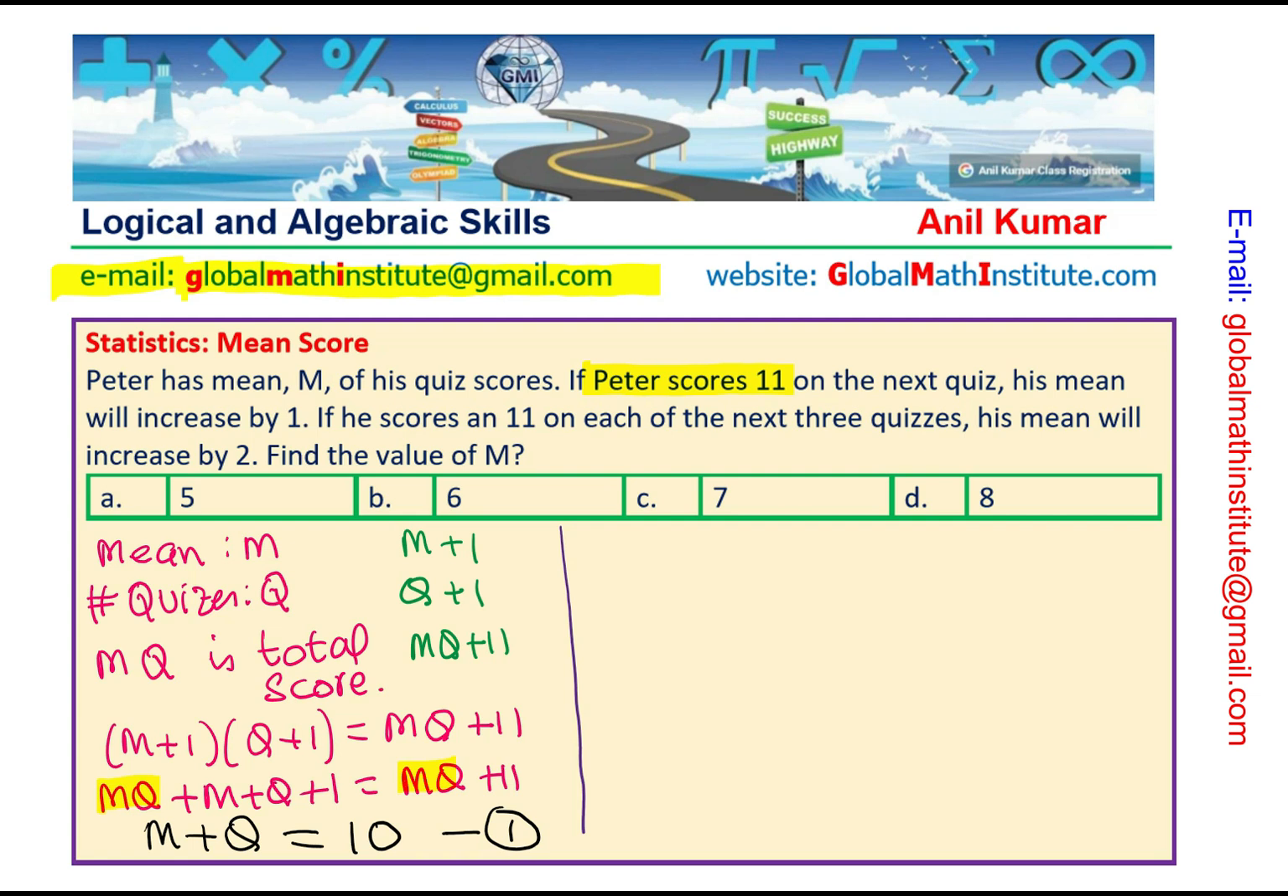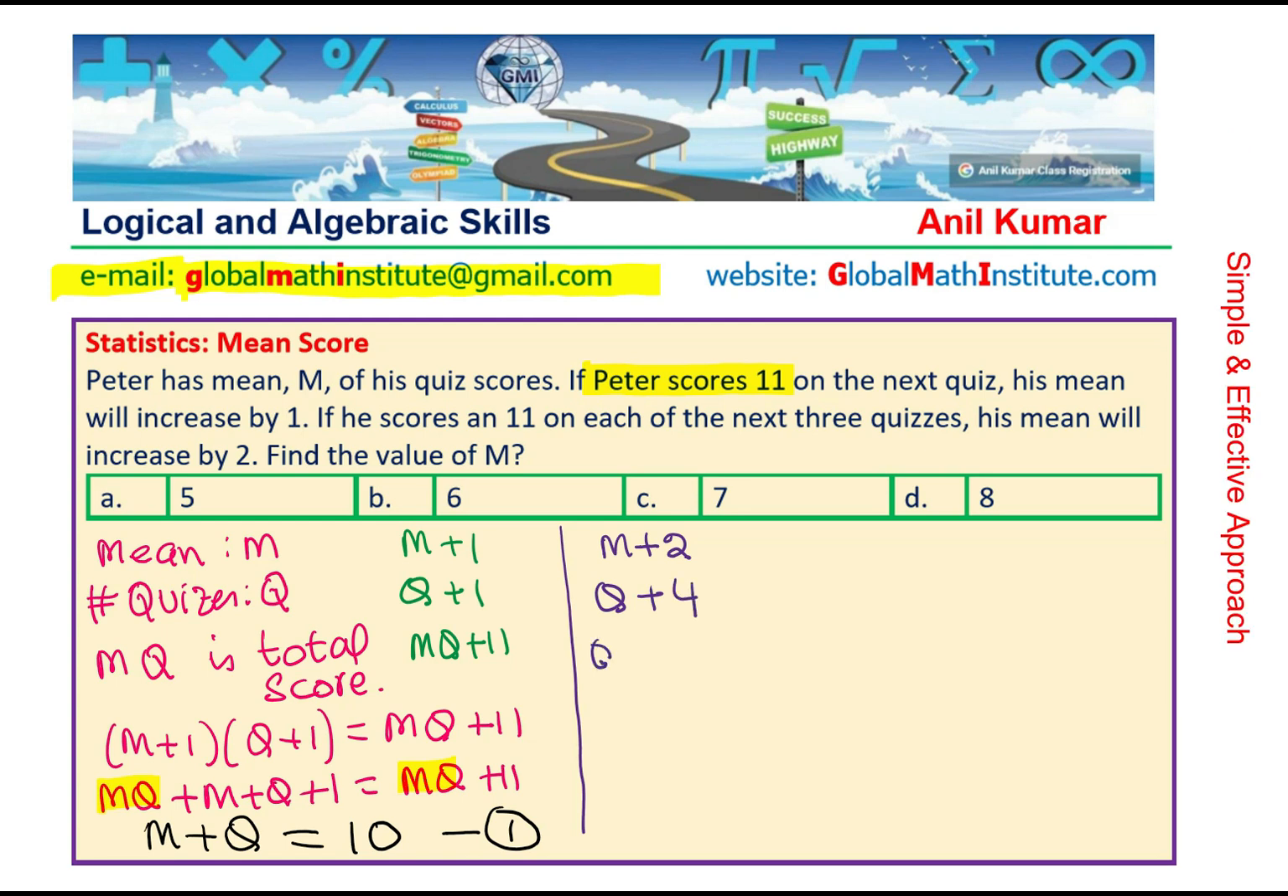Now let's look into the second condition given to us. If he scores 11 on each of the next 3, so we'll add to the number of quizzes, next 3 means 1 plus 3, 4. His mean will increase by 2, right? So the mean becomes, instead of plus 1, it becomes plus 2. And quizzes now are 1 plus 3, 4.